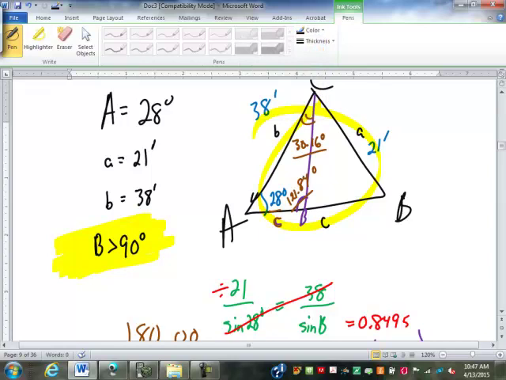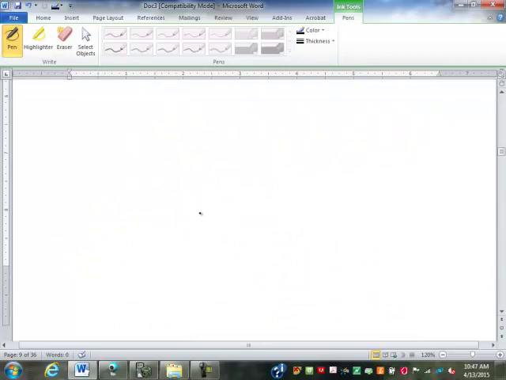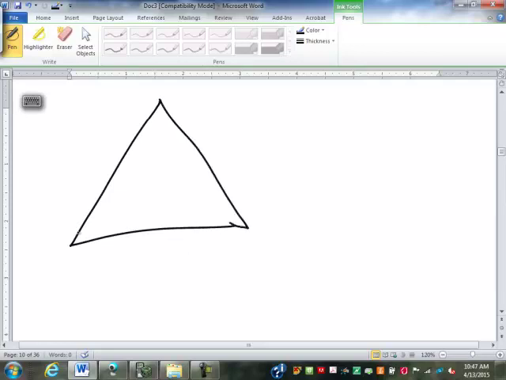Okay, so enough of our review. The new stuff for today. What happens when we don't have a side and its opposite angle? What happens when we see something like this?